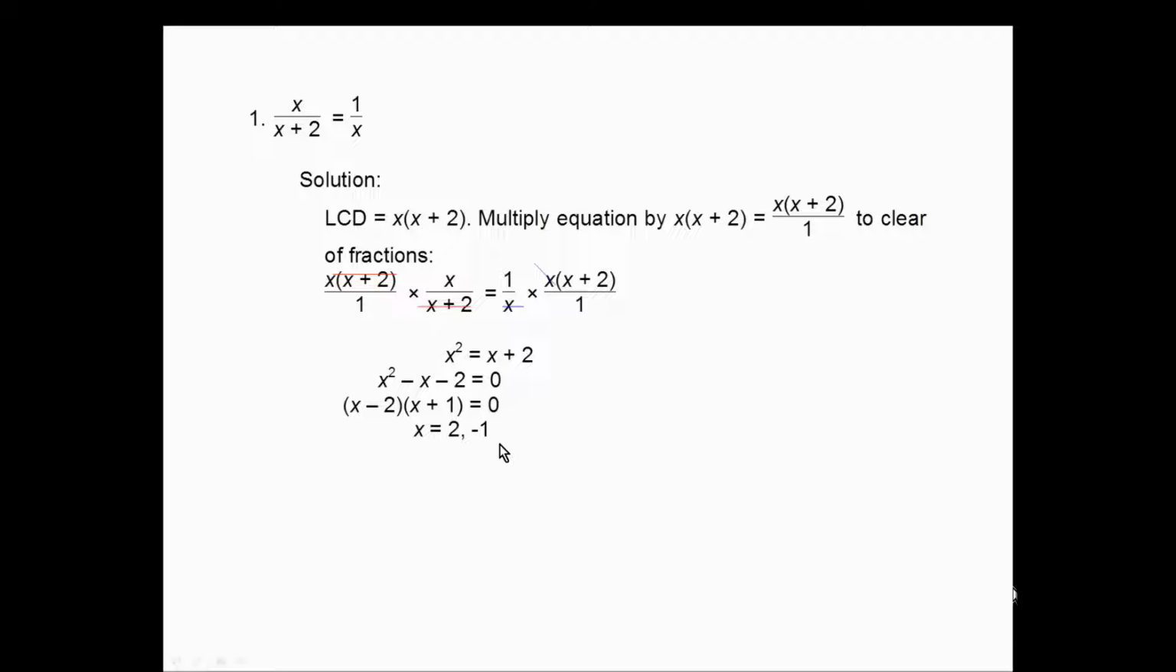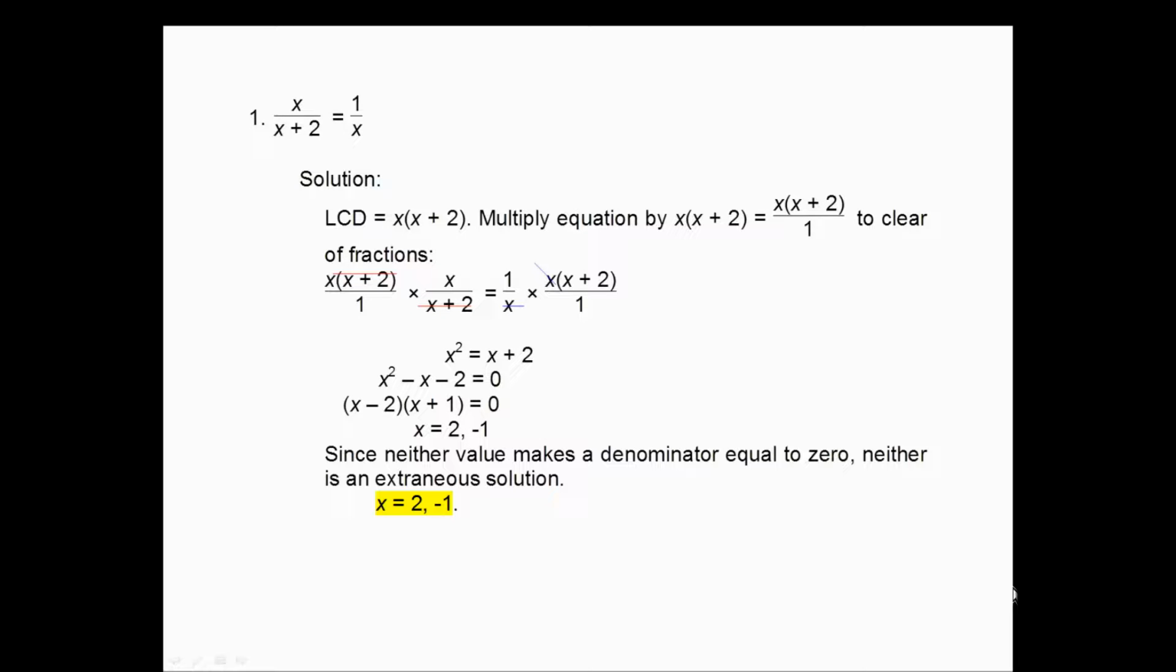Remember, you're just worrying, does it make a denominator equal to 0? If x is 2, I don't have 0 in the denominator. If x is negative 1, I don't have 0 in the denominator. So they both checked out. So my solutions are 2 and negative 1. Now again, if you actually go through the pure agony of checking and it doesn't work, then that means you've made a mistake. Remember, an extraneous solution will make one or more denominators equal to 0.